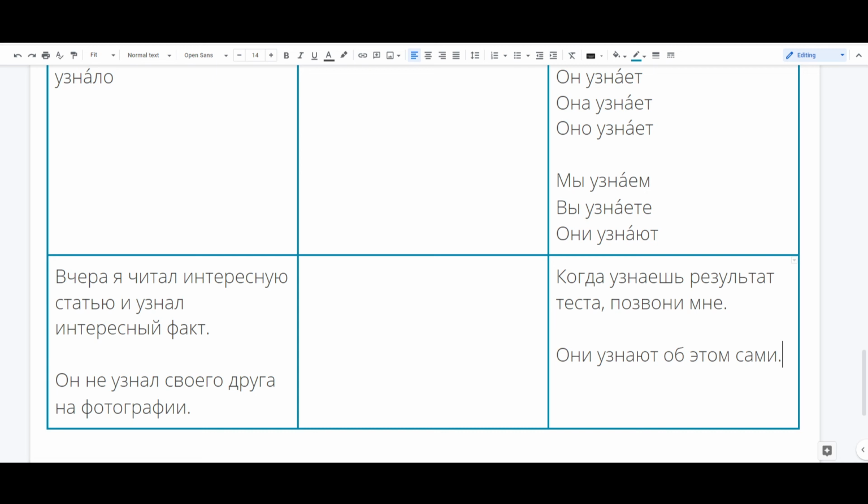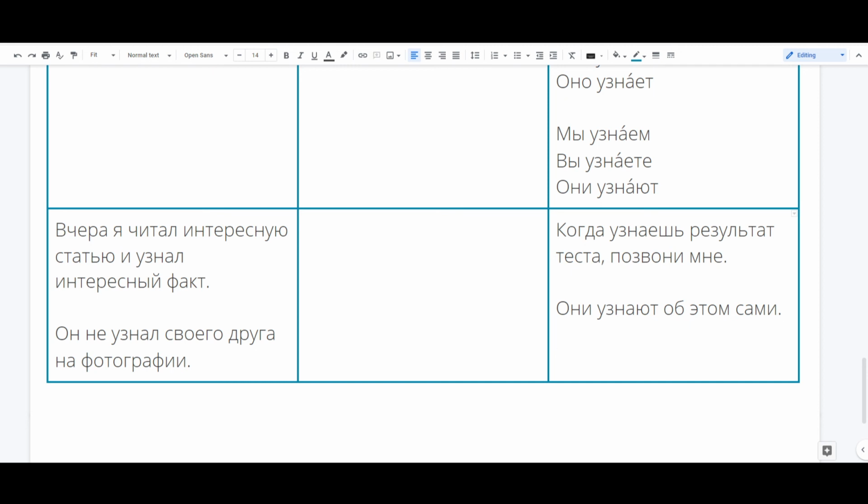Они узнают об этом сами. They will find out, learn about this themselves. Когда он узнает об этом? When will he learn about this? When will he know about this?